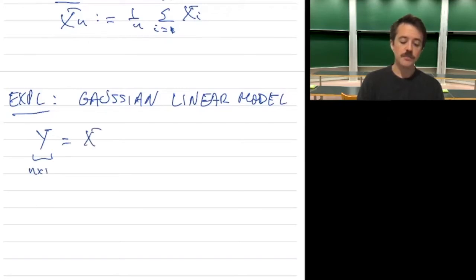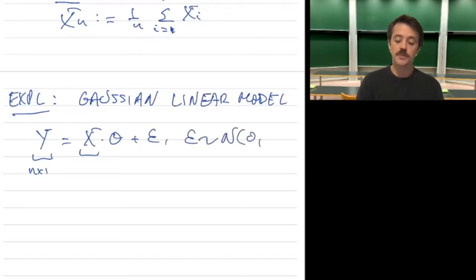So this is going to be given by some matrix that, for simplicity, let's take to be fixed, times some theta, which is a parameter in some parameter space, plus some epsilon, where the epsilon is normally distributed with zero mean and identity covariance matrix. So it means that essentially what we have is a collection of independent standard normals, right? So this matrix is going to be n times p, and theta is going to be p times 1.